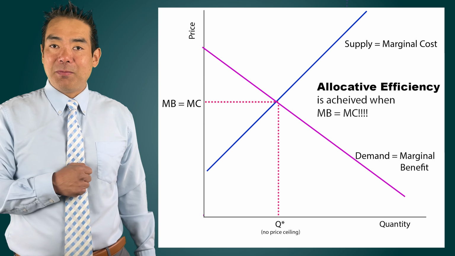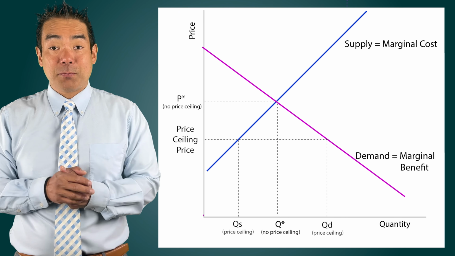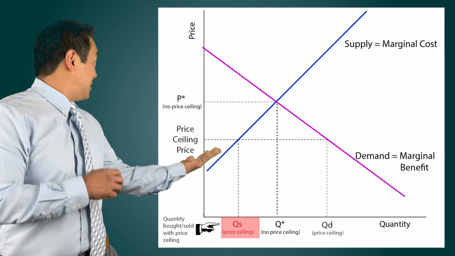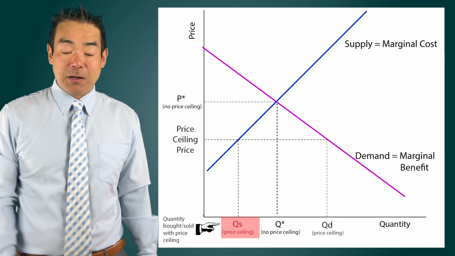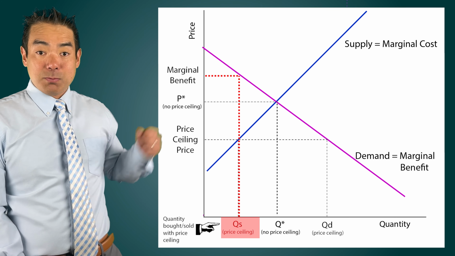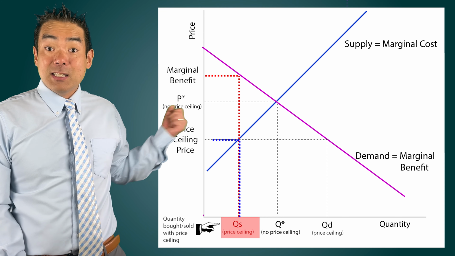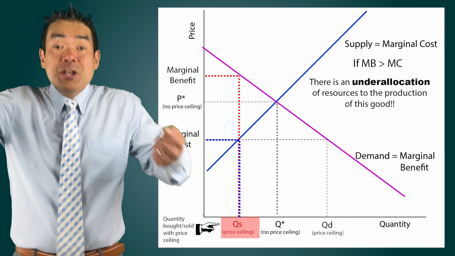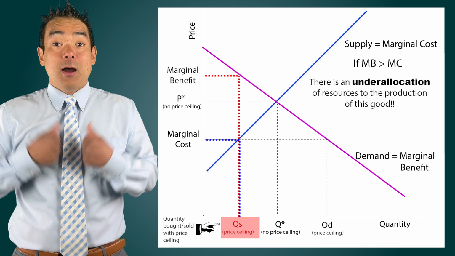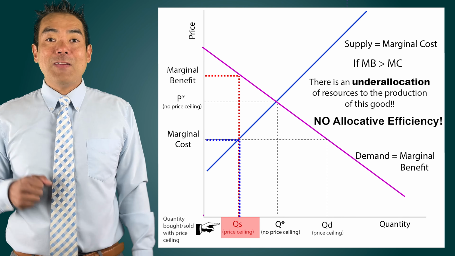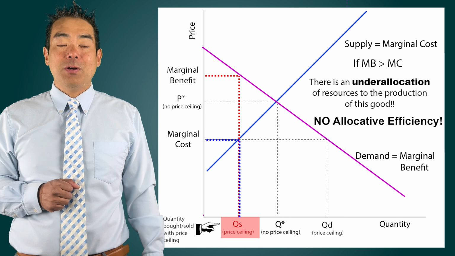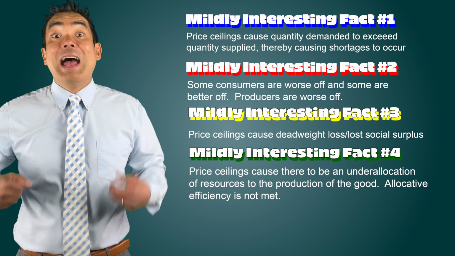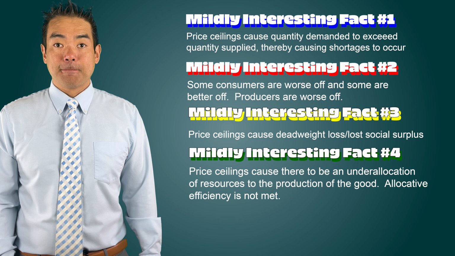Okay, what about after we implement the price ceiling? After implementing the price ceiling, producers are going to produce and sell less, law of supply. This is the quantity that is now produced and sold. When we produce this quantity, is the market achieving allocative efficiency? Well, at this quantity, this is marginal benefit, and this is marginal cost. Marginal benefit is greater than marginal cost. There's an under-allocation of resources to the production of this good or service. Too little is being produced. That brings us to mildly interesting fact number 4. Price ceilings make it not possible to achieve allocative efficiency in the market.